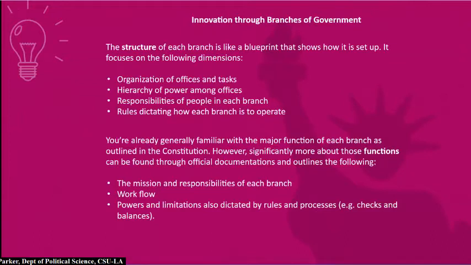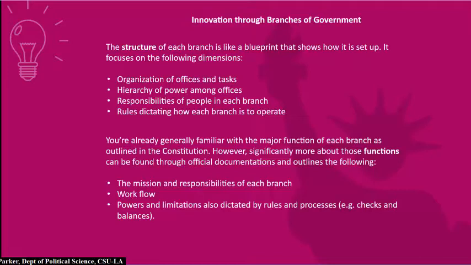Okay, so let's get started with the structure. Now, the structure of each branch is like a blueprint that shows how it's set up. It focuses on the following dimensions: how offices and tasks are organized within each organization, the hierarchy of power within these offices, the responsibilities of people in each branch, and the rules dictating how each branch is to operate.